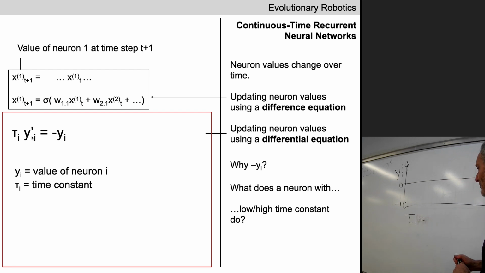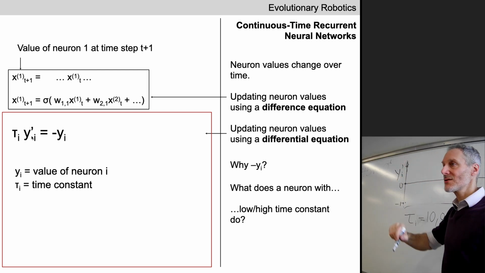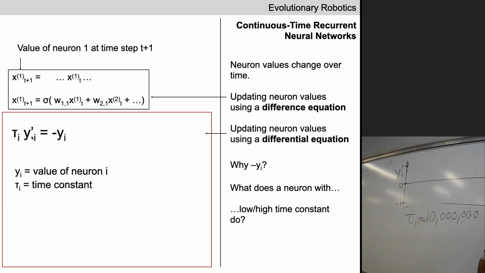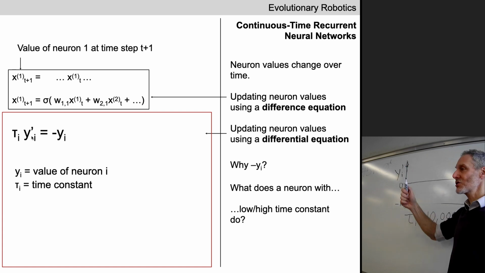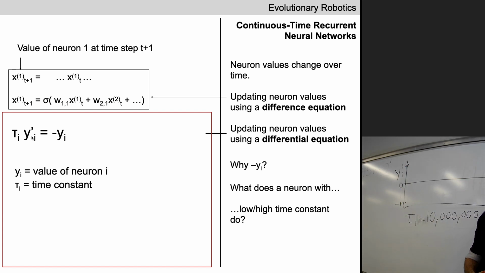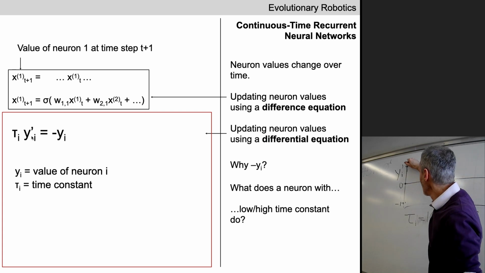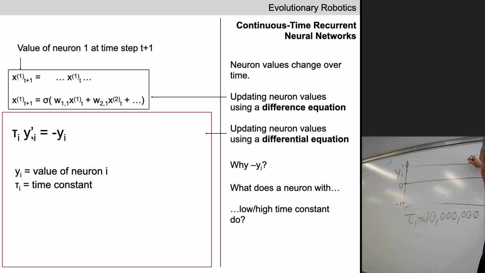Let's try another example. Let's set tau sub i to a very large number. Now what happens? We set the initial value of this neuron to 1. How does that neuron behave? It would just take forever to reach 0. This neuron is nearly imperturbable. This is the Eeyore neuron.